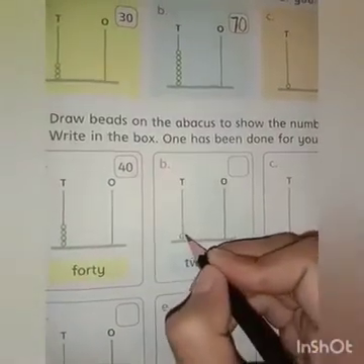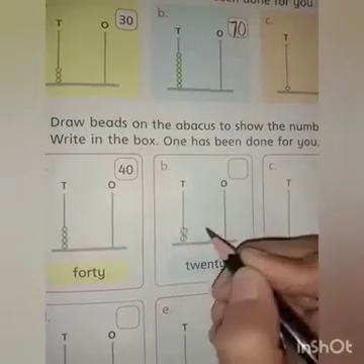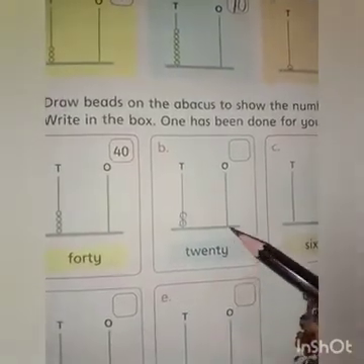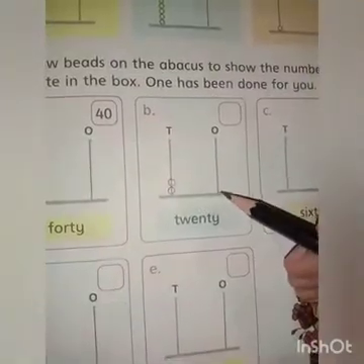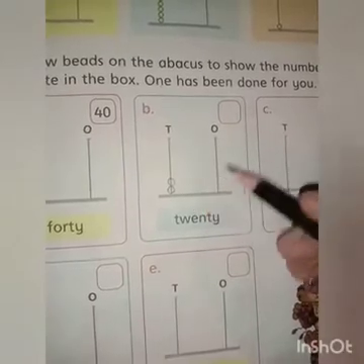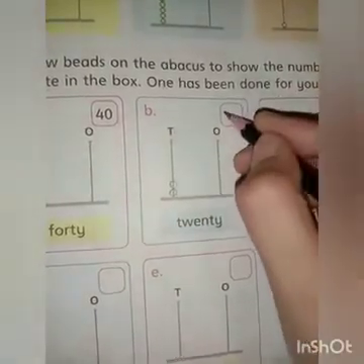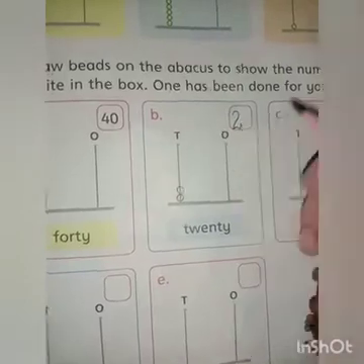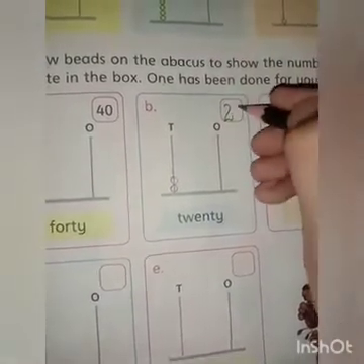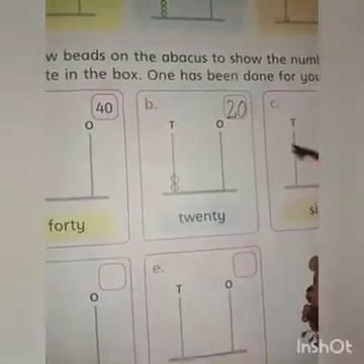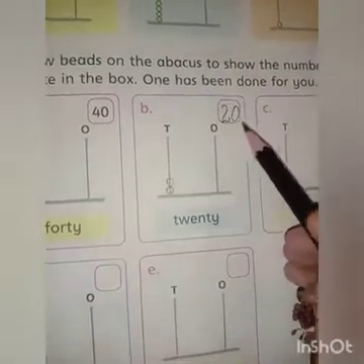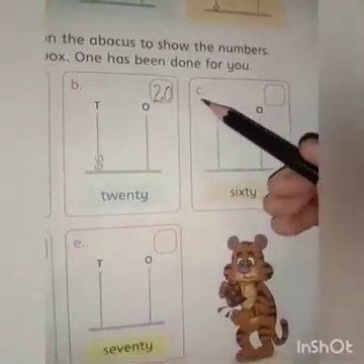1, 2. 2 beads at the tens rod and no one at the ones. Students, here we have 2 beads at tens. We will write tens first, so we will write 2 here. Then 0 with 2. These 2 beads make the number 20. Go for the next one. Here we have point C.